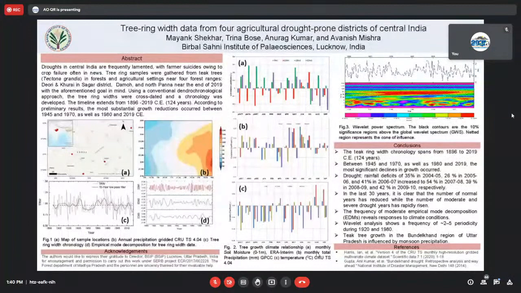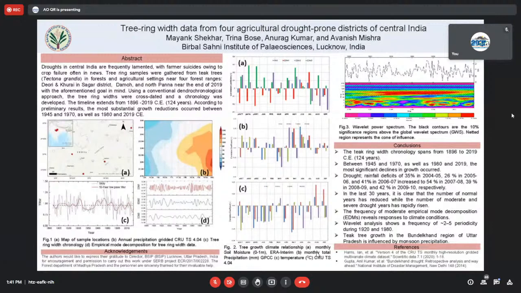We observed that the growth of the tree is significantly positive with the monsoon or winter soil moisture, and this is only with the empirical mode decomposition. So we can say that the moderate frequency can have climatic signals in frequency analysis. Further, we have also performed wavelet analysis to understand the frequency and periodicity. We observed a 2 to 5 year frequency domain during 1920 and 1980. Similar results were also observed in the Himalayan region by different workers, and they have correlated them with ENSO variability.